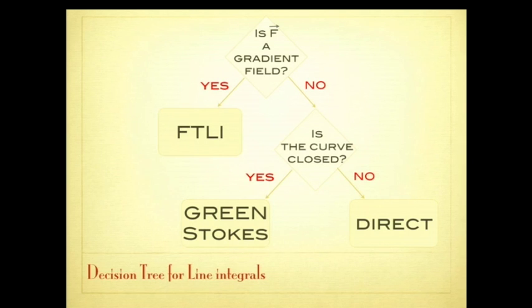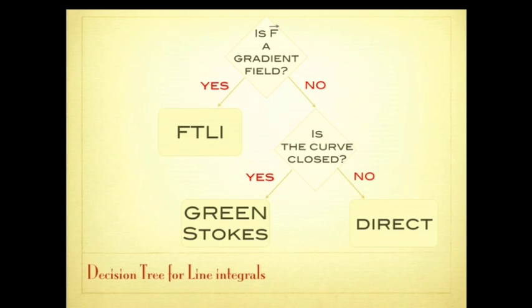Just very quickly about the decision tree: what integral theorem to use? This is an important slide. First, always ask yourself, is it a gradient field? If it's a gradient field, then you use the fundamental theorem of line integrals. If not, then you ask yourself, is the curve closed? If the curve is closed, then you can use Green or Stokes, depending on the dimension. And if not, then you are forced to do it directly.